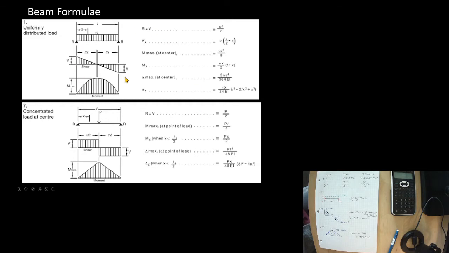Well, if we did this, it seems like other people might have done some other problems. So we just did this, like this handy little thing that's published in all kinds of books. The reaction equals the shear equals WL divided by 2. M maximum at the center point is WL squared divided by 8, right there. There's some other stuff here. Some of that's a bit beyond us. Ooh, delta max at the center, 5WL to the 4 divided by 384 EI.